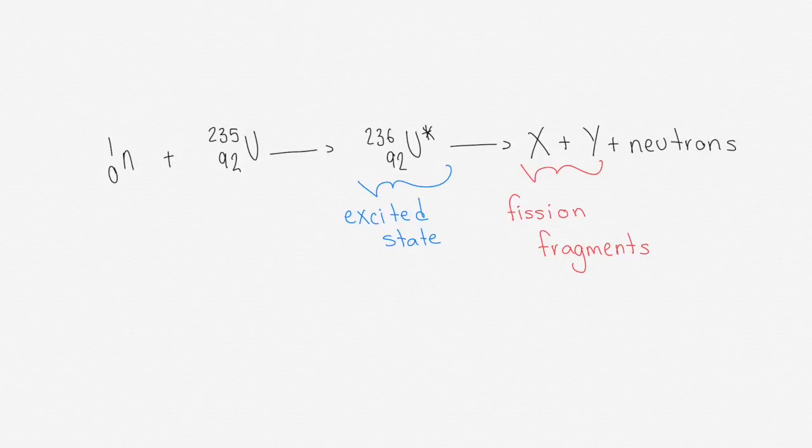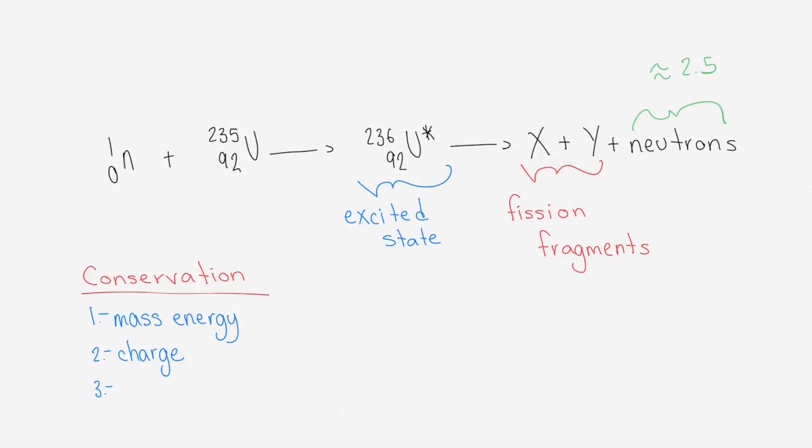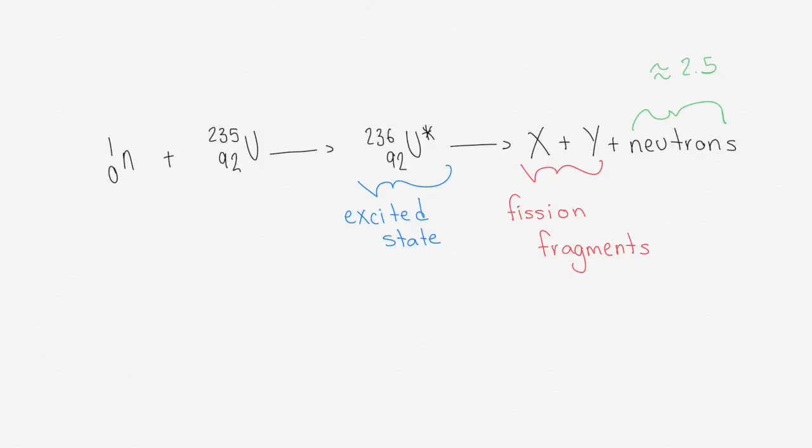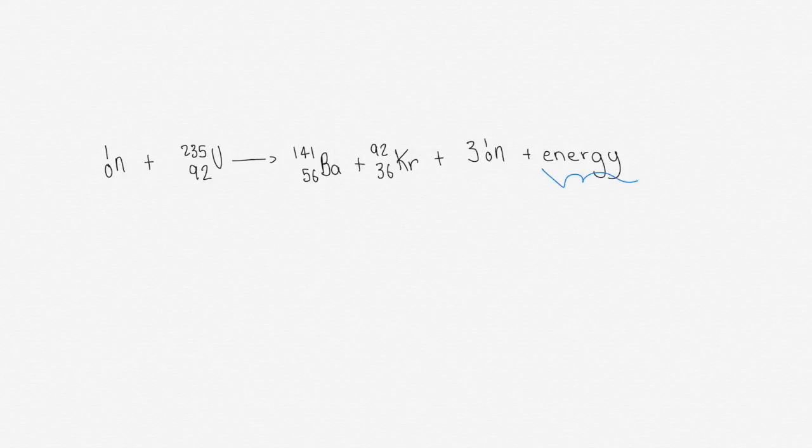There are many combinations of X and Y that satisfy the requirements of conservation of mass-energy, charge, and nuclear number. This figure shows the actual mass distribution of fragments in the fission of uranium-235, being most probable around mass numbers 90 and 140. On average, about 2.5 neutrons are released per event. A typical reaction of this type is the following: one neutron combining with uranium-235 gives as a result the isotope barium-141 and the isotope krypton-92, plus 3 neutrons.